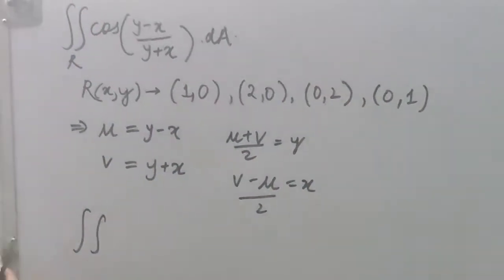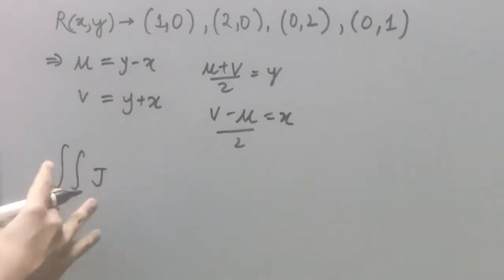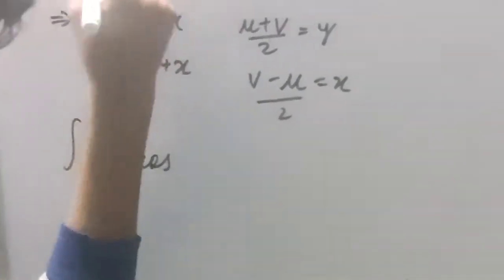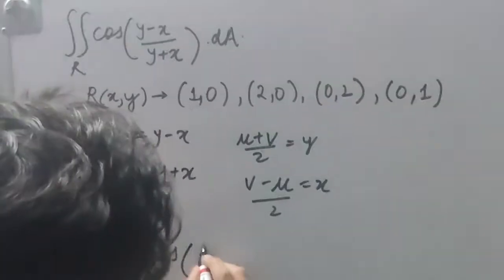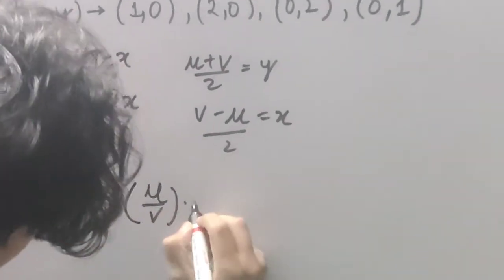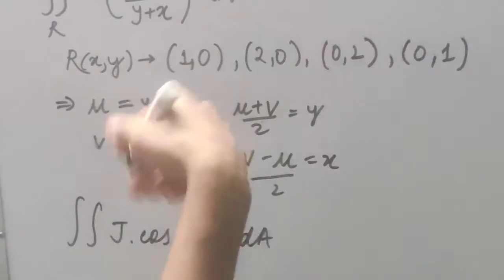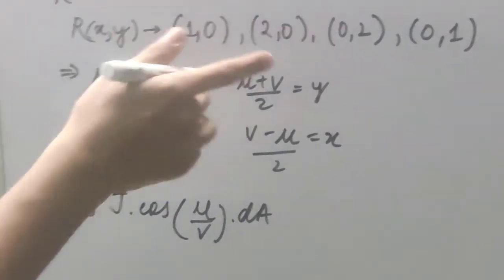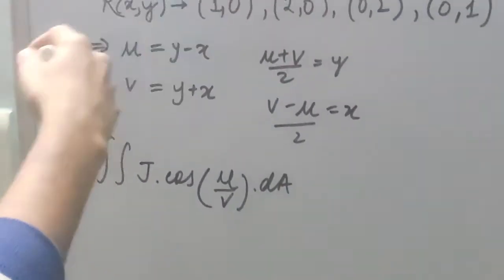We need to get an integrating factor that's called a Jacobian. For now I am representing the Jacobian by J, so we'll still have this integral, but we can replace these values y minus x and y plus x by u and v, and the dA will turn into du dv, as we'll see later. To get the limits, first we need to get u and v in terms of x and y.